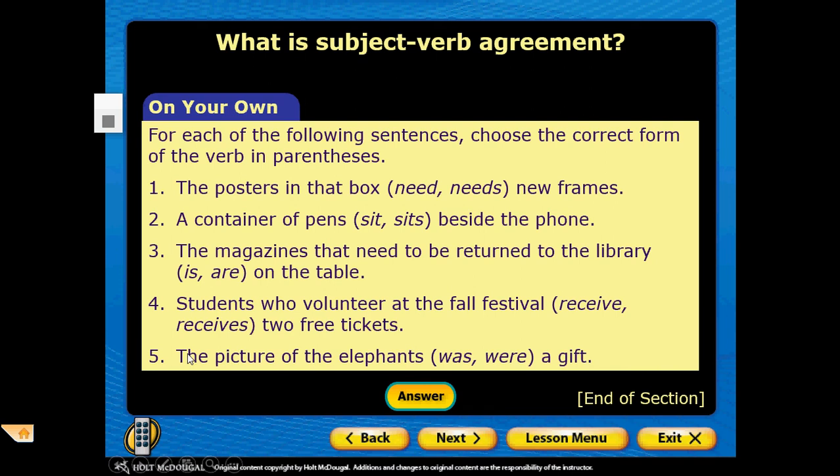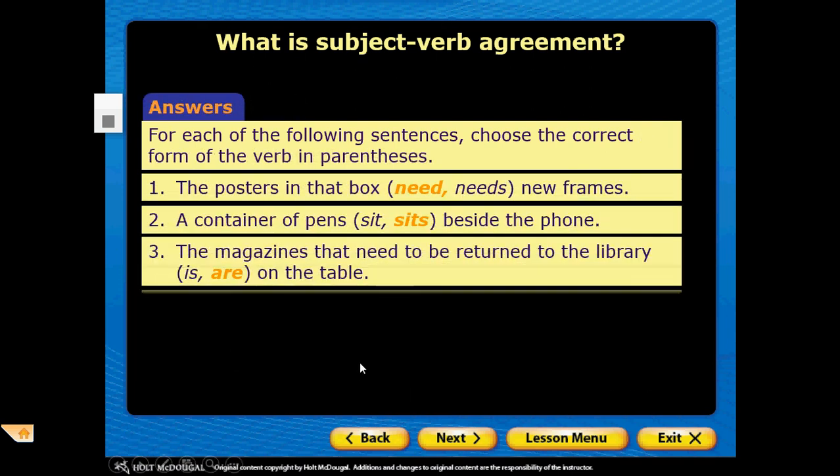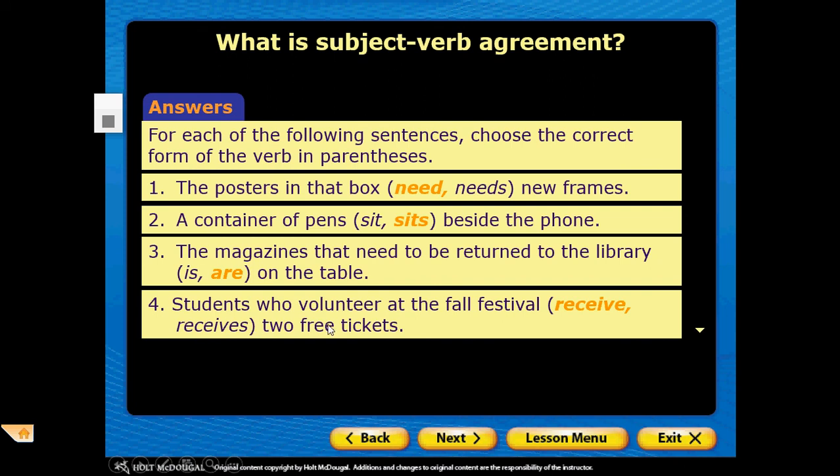So, the sentence should be like, Students who volunteer at the fall festival receive 2 free tickets. Wonderful, boys.